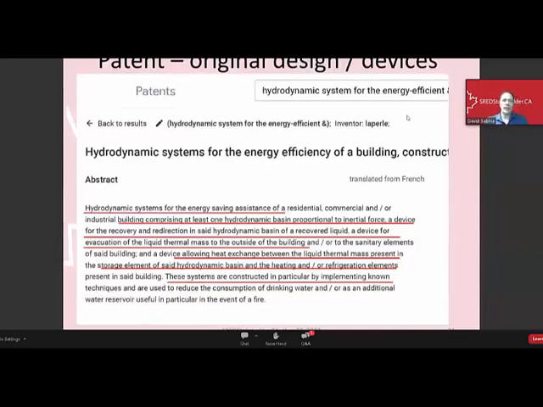It talks about creating a hydrodynamic system for industrial buildings comprising at least one hydrodynamic basin, proportional to inertial force. So he's already talking about theoretical things. Inertial forces created by the basin, and things like how to model that, how much force we needed, et cetera, would have been relevant to the claim itself. And had we focused more on that, that would have been interesting.